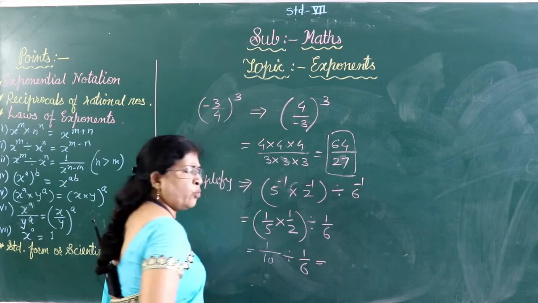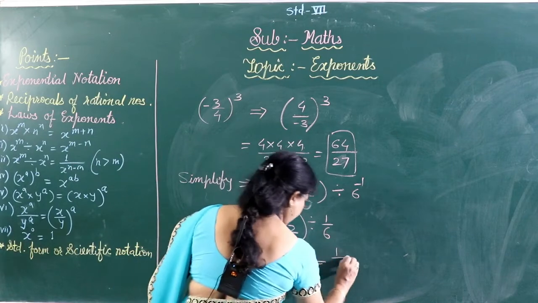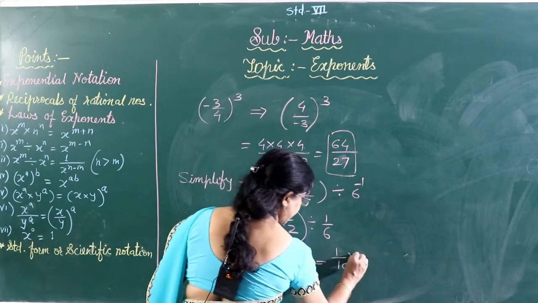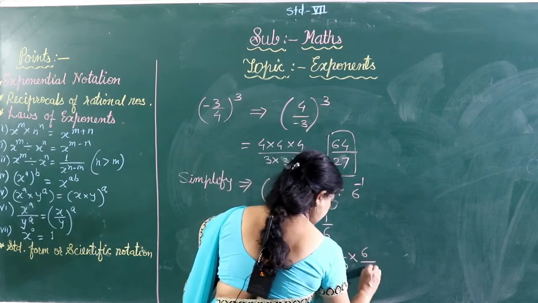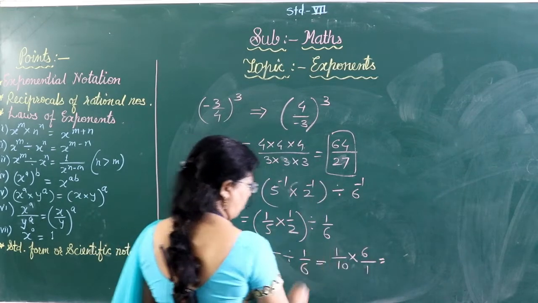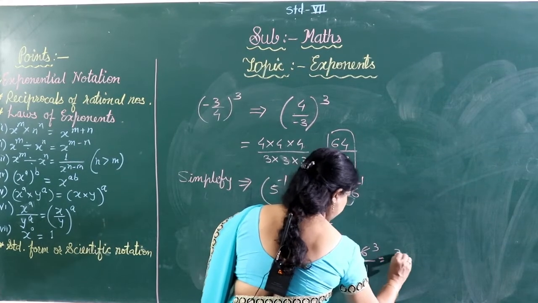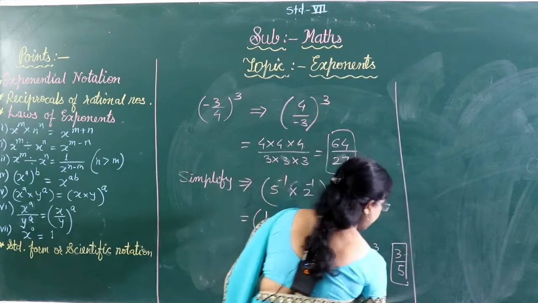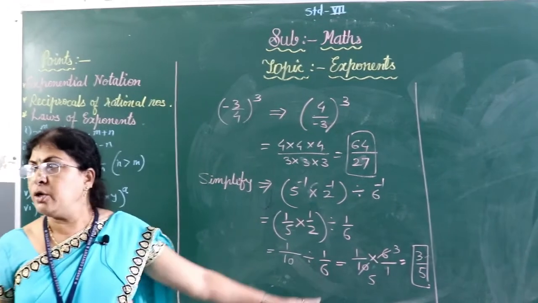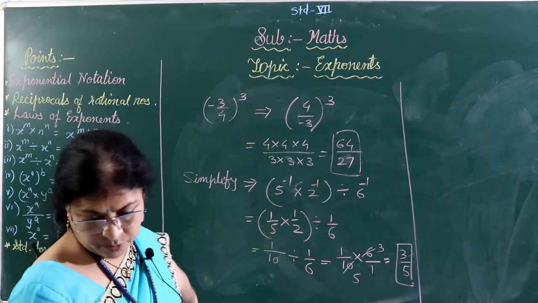Now you know how to do division of rational numbers. So 1 upon 10, division sign changes into multiplication, and 1 by 6 we will write as 6 by 1, right? And now do the calculation. 2 3s are 6, 2 5s are 10. So you will get the solution 3 upon 5. Got it? So in this way, by using reciprocal, we can solve the problems of exponents.